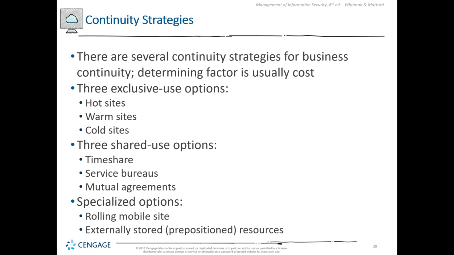Now, there are some continuity strategies we can talk about. Usually, though, the biggest issue in this is the cost. So a couple of these are exclusive use options: hot site, warm site, cold site. A hot site duplicates resources and requires only the latest backup personnel to function. So think of it as it's got all your hardware, your phones, your electricity, your office setup, all of your software is installed. You're just ready to go in, load your backups, and get back to work.